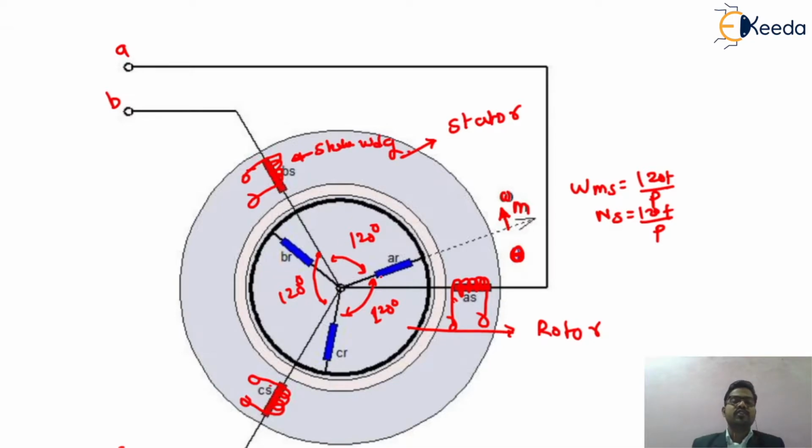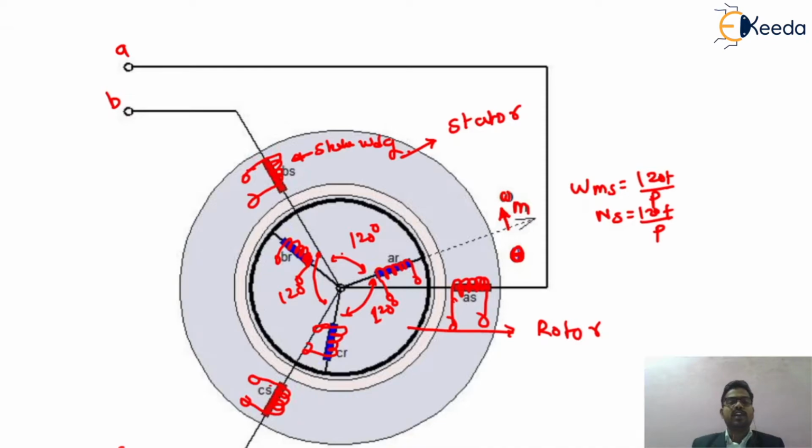Similarly, the blue color will show you the rotor winding. This is the rotor winding for phase A, so that's why it is called AR. This will be the rotor winding of your phase B, that's why it is called BR. And this will be the rotor winding of your phase C, so this is called CR. So this will be the actual representation of your three-phase winding.